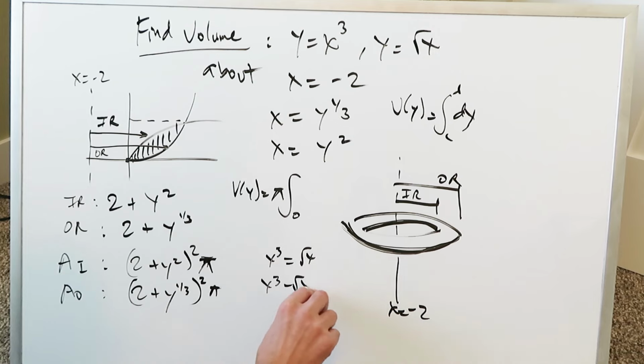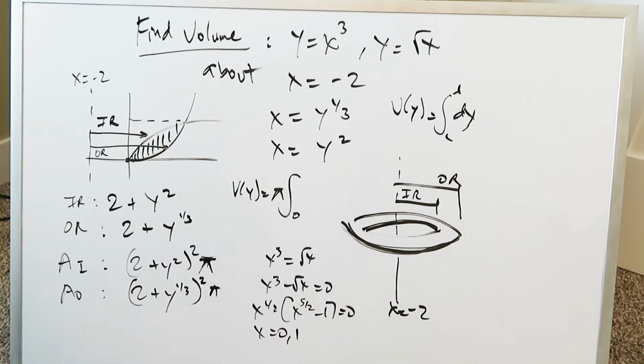x cubed minus root x is equal to 0. You can isolate an x to the 1 over 2, and then you'll have x here, 5 over 2 minus 1 equals 0. When you open up all of this, then x is equal to 0 and 1. So your one intersection point is 0 in terms of x.